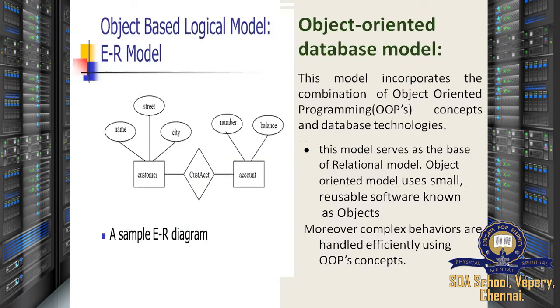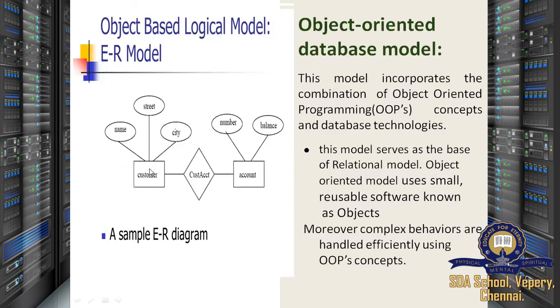Object-oriented database model. One of the latest models used in your database concept. When you talk about object, any living entity or a non-living entity is called an object. Object-oriented database model follows your OOPS principle, object-oriented programming principle. Here, they use a small reusable software component called object. Every object has got its own attributes and methods.